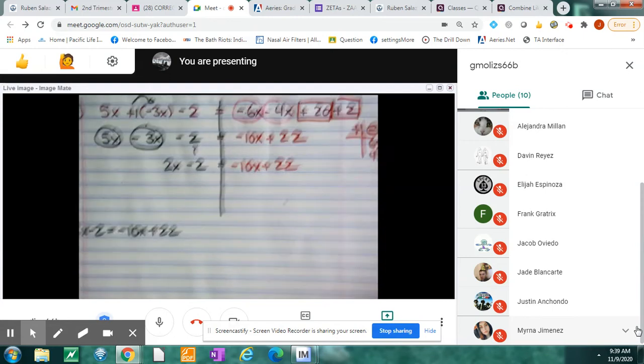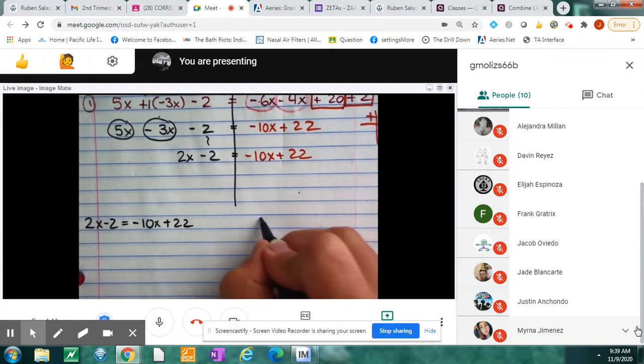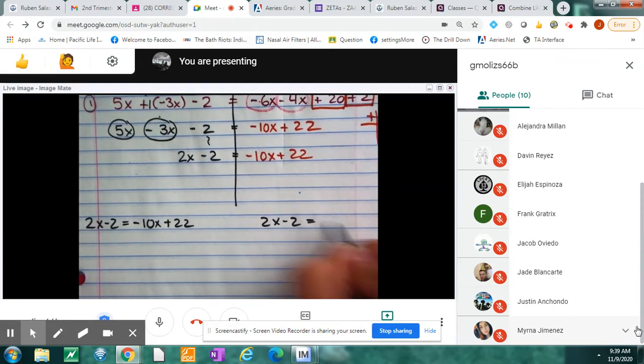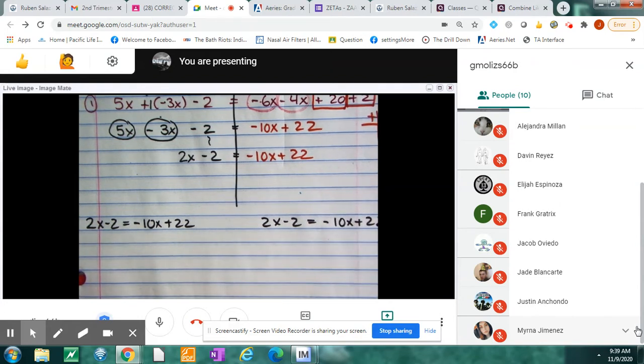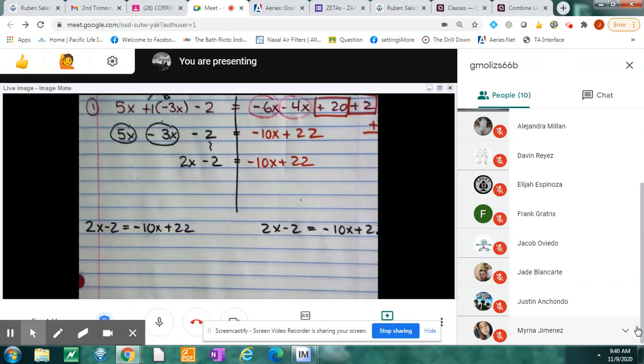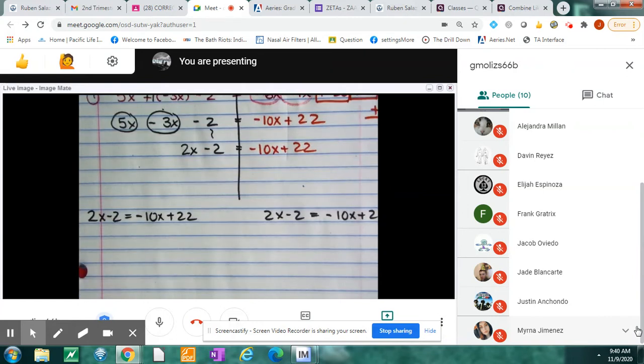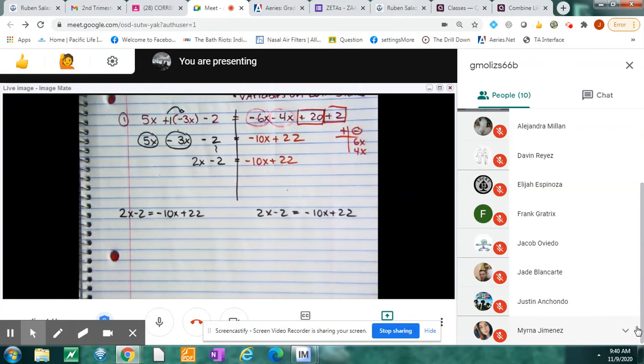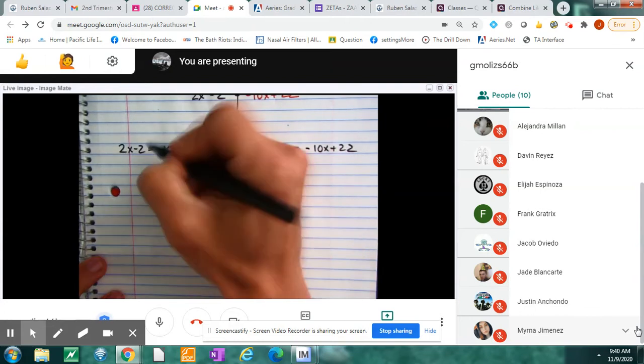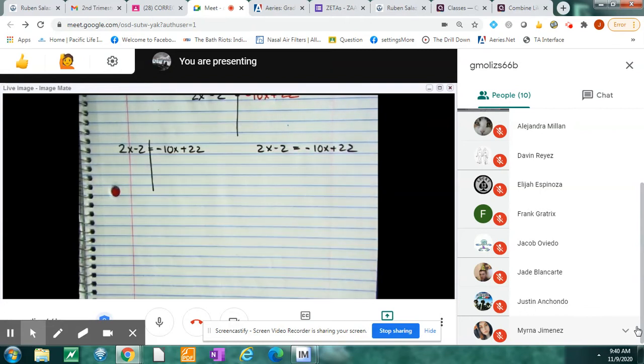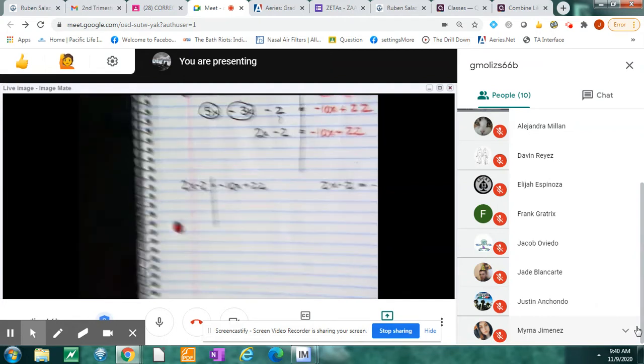All right, there's 4 different ways you could do this. So 2x minus 2 equals -10x plus 22. Okay, so here we go, guys. Ready? So now what do we do? So I put the line right here. Remember, I want the x on one side and the number, the constant, on the other side. So let's go ahead and work on one of them.